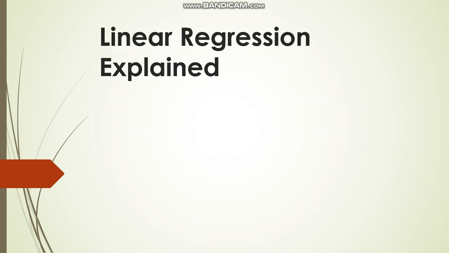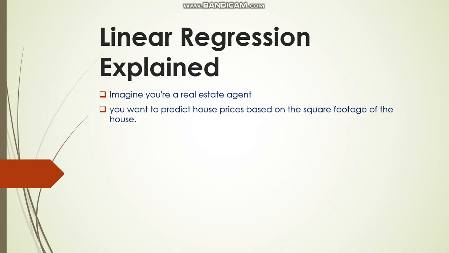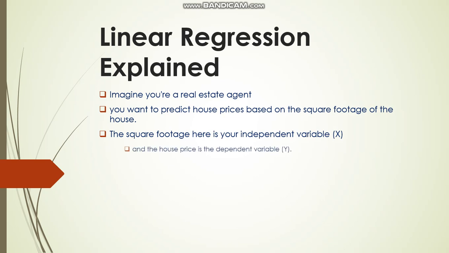First, we will explain linear regression. I will try here to explain linear regression with some real world example. Let's break down linear regression with a real world example. Imagine you are a real estate agent and you want to predict house prices based on the square footage of the house. The square footage is the independent variable x, and the house price is the dependent variable y.